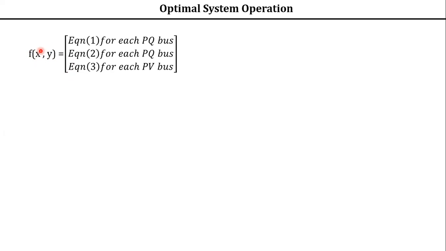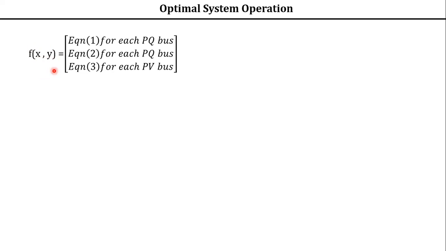What is x? X is a state variable, also called the dependent variable. Y is called the controlled variable. Of course, complete y is not controlled variables. A part of y is controllable. Understood? So x is a state variable, also called the dependent variable. Y is your controllable variable, which is also called the independent variable.